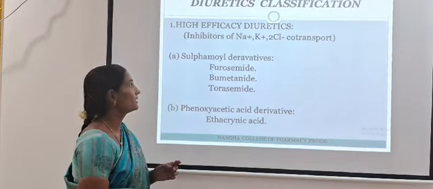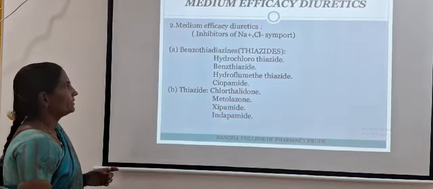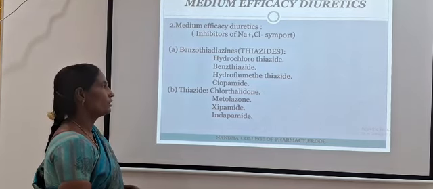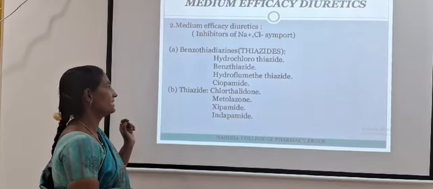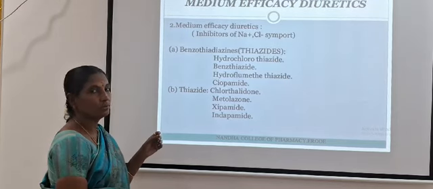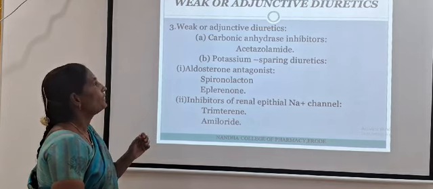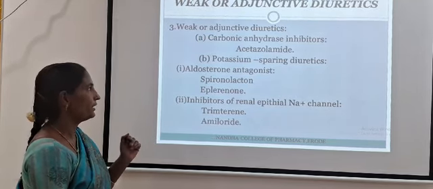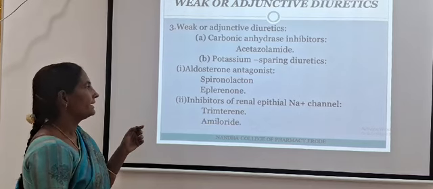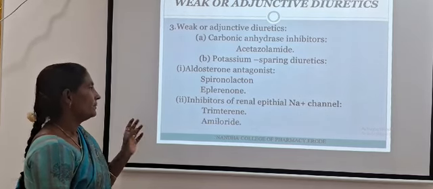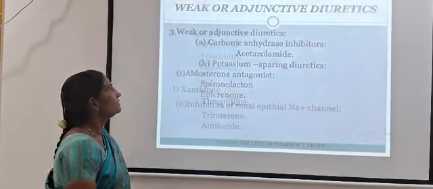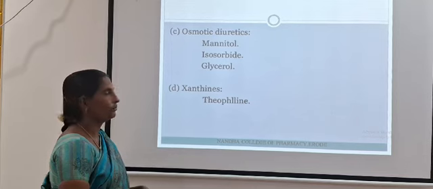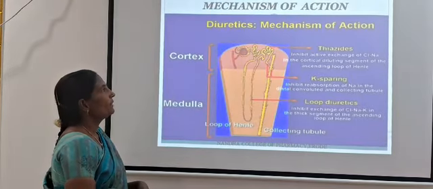Next, the medium efficacy diuretics are mainly the thiazide diuretics. Examples are hydrochlorothiazide, chlorothiazide, thiazide diuretics and thiazide-like diuretics such as metolazone. Next, the weak diuretics: the carbonic anhydrase inhibitor acetazolamide, and the potassium sparing diuretics spironolactone, which acts on the renal epithelial sodium channel, and amiloride. Then the osmotic diuretic mannitol, and xanthine derivatives such as theophylline.